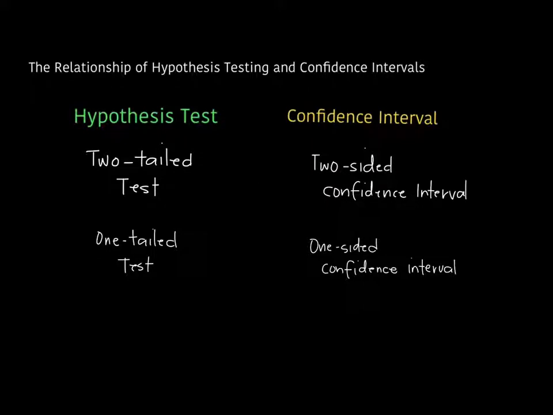Now let us start with a general idea. You should know that when you consider using the hypothesis test together with the confidence interval, there is a correspondence that you have to follow. If the hypothesis test is a two-tailed test, you have to use a two-sided confidence interval. However, if the test is a one-tailed test, then the confidence interval that you have to use should be a one-sided confidence interval.